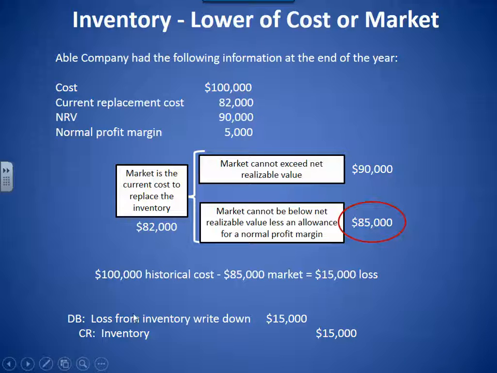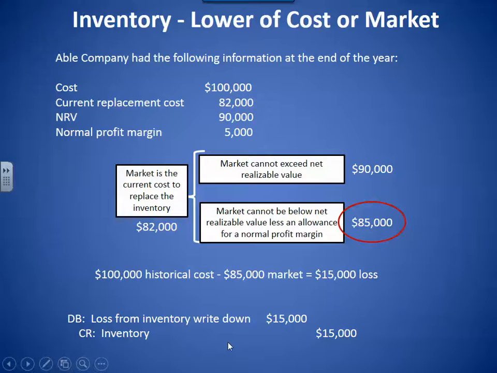And if this was just a minor item, a non-material item, it would be a debit to cost of goods sold $15,000 and a credit to inventory $15,000. If it was a material item, it would be a debit as a loss from inventory write down and a credit to inventory.